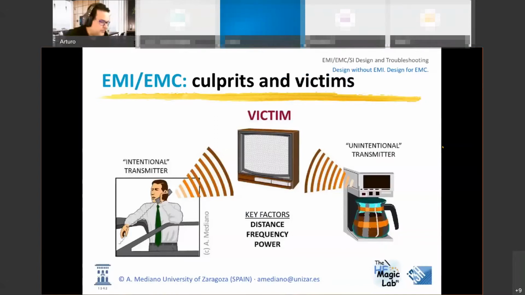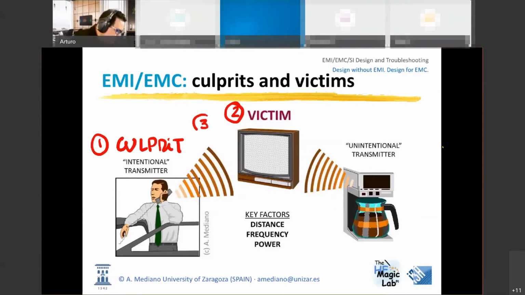Remember that when you have a problem in EMI and EMC, you always have a culprit. That means a product or a circuit that is creating electromagnetic energy. You have the second part of the problem, that is the victim, the circuit or the product that is receiving this electromagnetic energy. And finally, in the third position, you have the coupling mechanism or the coupling path.